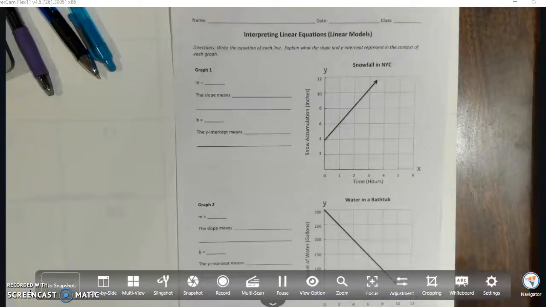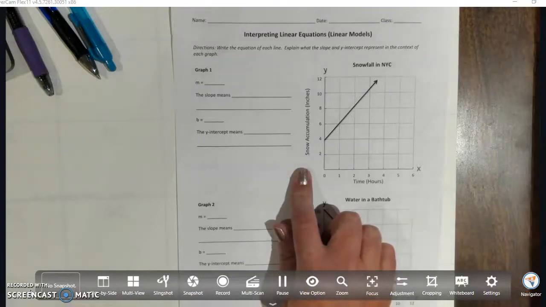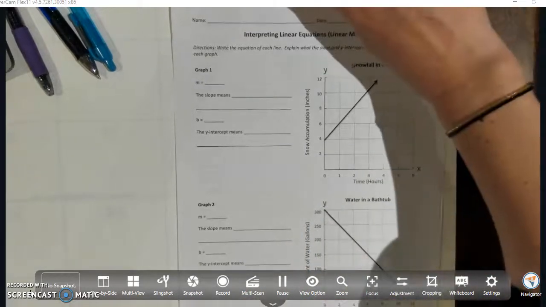In today's video, we're going to continue our discussion of slope, and today we are focusing specifically on word problems and getting into a deeper understanding of the meaning of slope and the y-intercept when it comes to some of the graphs that belong to real-world situations and word problems.